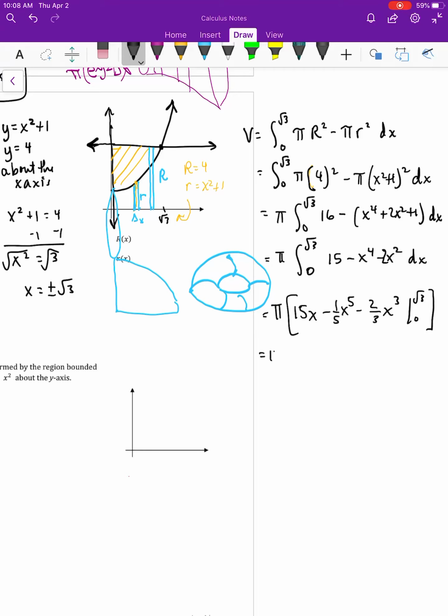from 0 to the square root of 3. So 15 times the square root of 3 minus 1/5 times square root of 3 to the 5th minus 2/3 times square root of 3 to the 3rd, and then minus all of those with a 0 would give me 0. When I take square root of 3 times itself 5 times, I get 9 root 3, then over 5. When I take square root of 3 times itself 3 times, I get 3 root 3. The 3's are going to cancel, leaving me with 2 root 3.